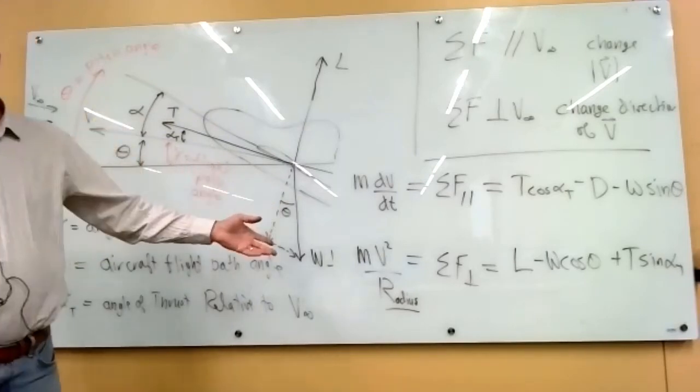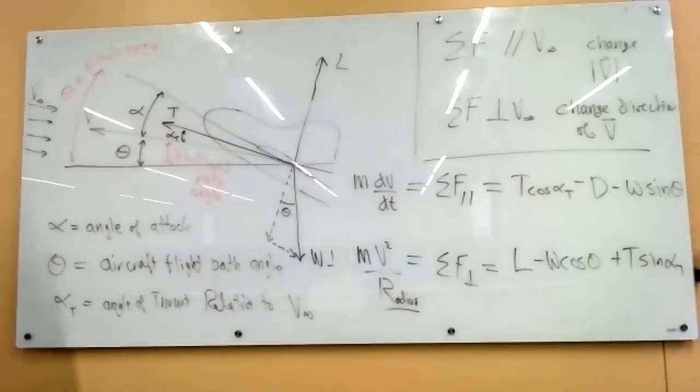Now, this is the most complicated case. We'll specialize it for level flight, where we tip down and theta is 0. That's going to knock out some terms, right? Make them easier. And then we'll kick in climb.